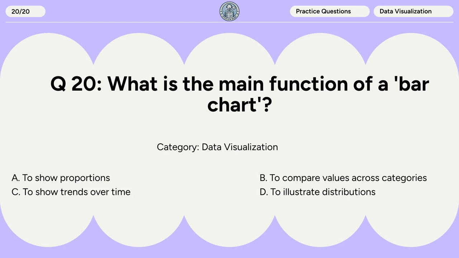Question 20. What is the main function of a bar chart? A. To show proportions. B. To compare values across categories. C. To show trends over time. D. To illustrate distributions.